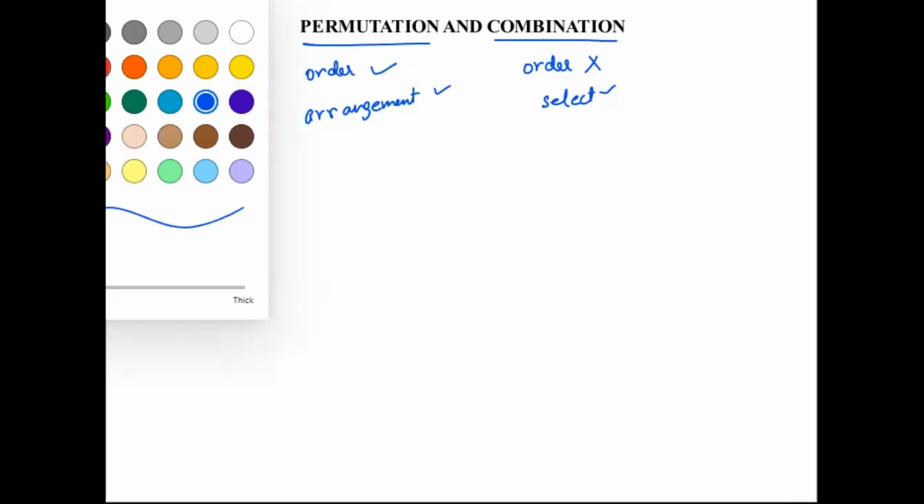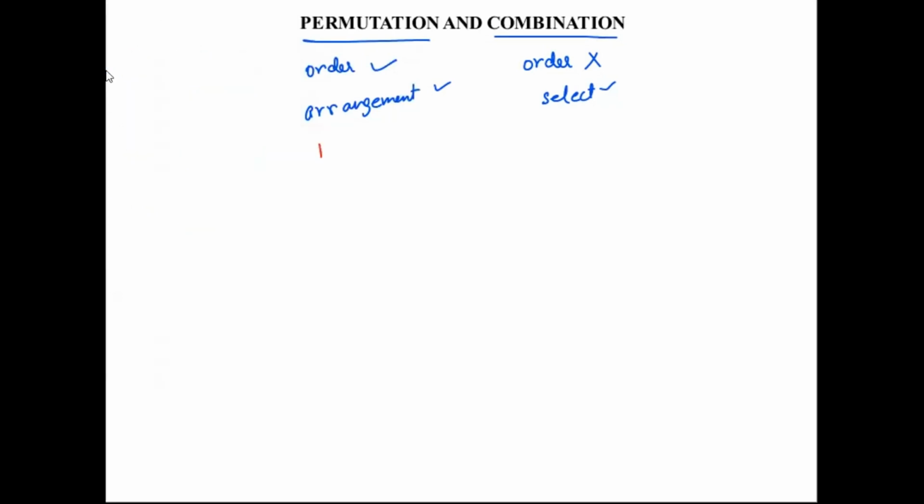Then we talked about the formula, which is nPr for permutation, which stands for n factorial over (n minus r) factorial. And we had seen the formula for combination, which is nCr, which stands for n factorial over (n minus r) factorial multiplied by r factorial.